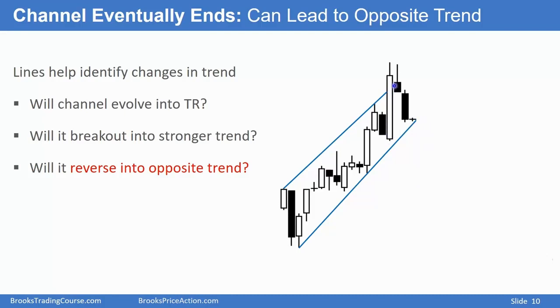Will this breakout lead to a stronger bull trend, or is it a buy climax and a failed breakout that will lead to a reversal down to the bottom of the channel, and then either a bear trend or a trading range?